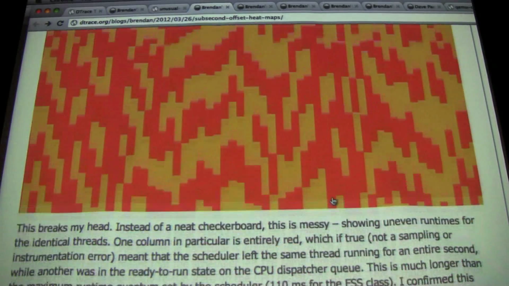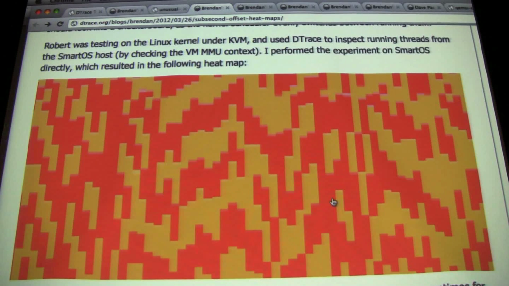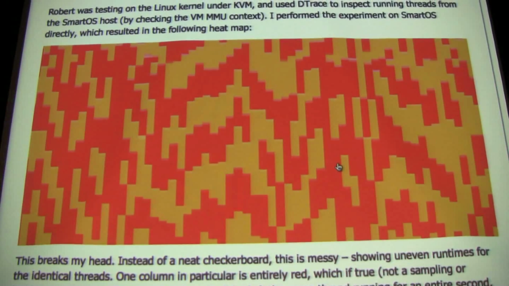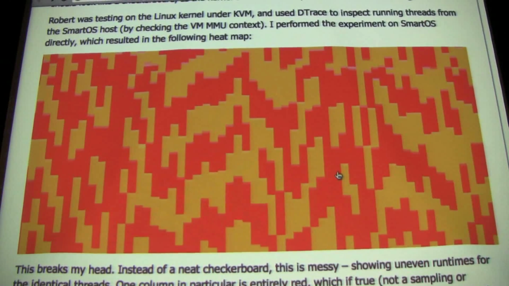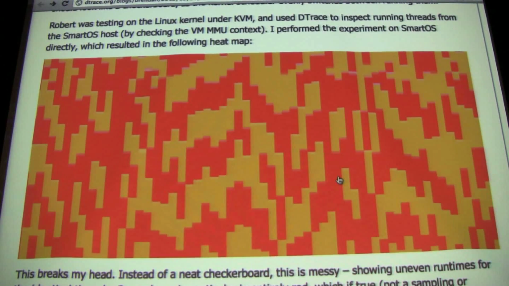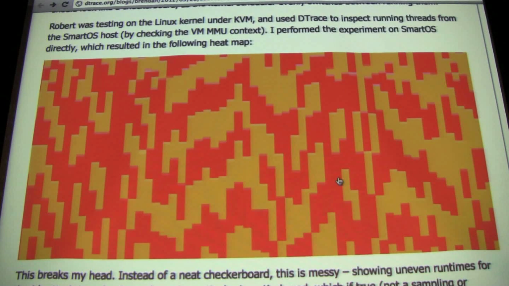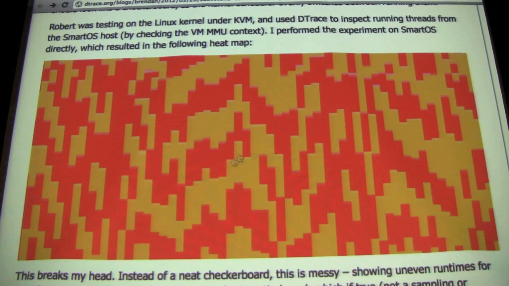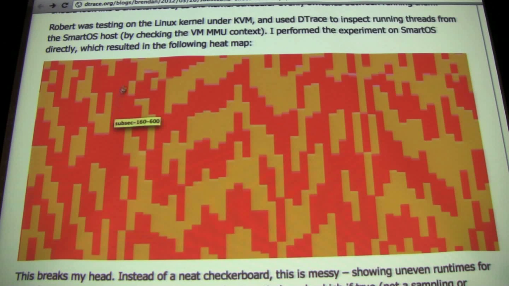The very last thing that I identified was this. This is where I have 2 threads bound to a CPU and they're running, and they're identical threads doing the same CPU work. What we expected to see was a simple checkerboard pattern as they took turns on the CPU. That's not what we actually saw. Sub-second offsets, sampling what's on CPU. That's really sad, because if you look at a full column here, it's red the entire time. And that shouldn't happen. It means the kernel has let one thread stay on CPU for an entire second.